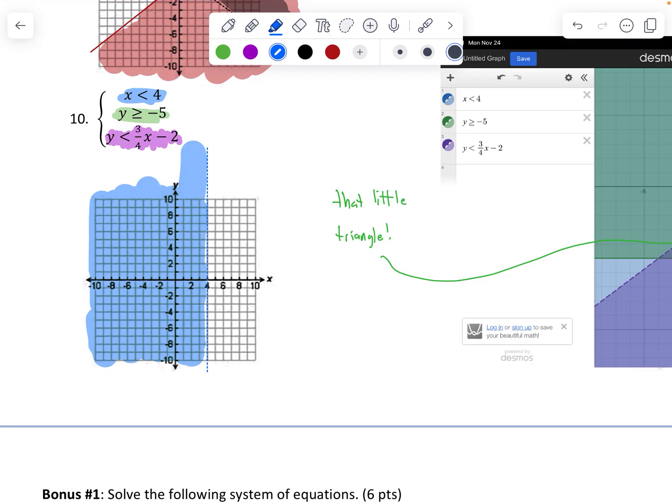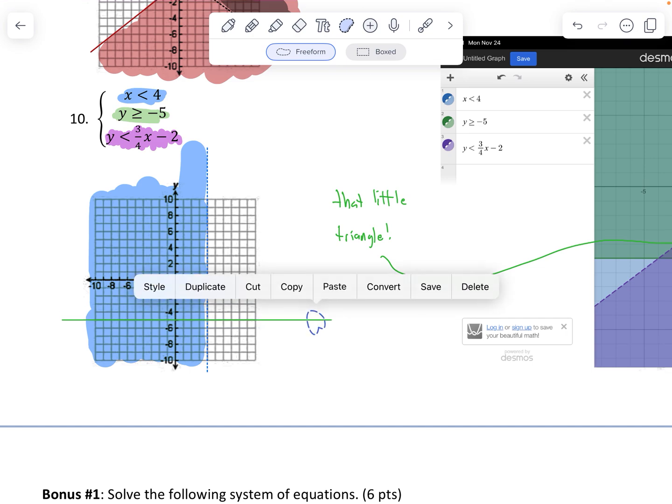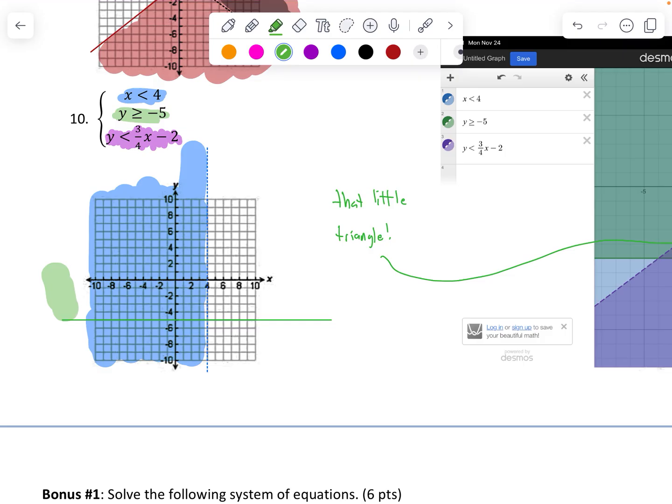So, all right, and then the green is y greater than or equal to -5, and that's a horizontal line through -5 right here. And that's going to be solid because it's or equal to. And then it says greater than or equal to that, so we're shading above that line. So everywhere above this line.